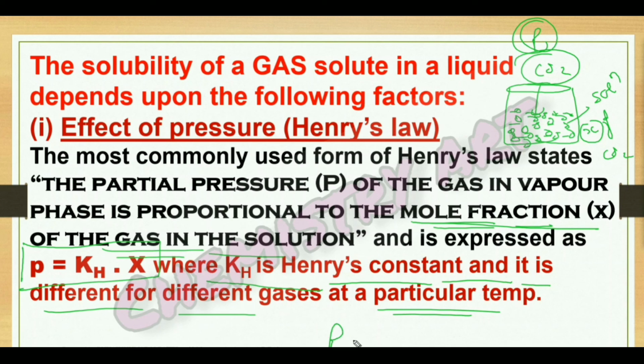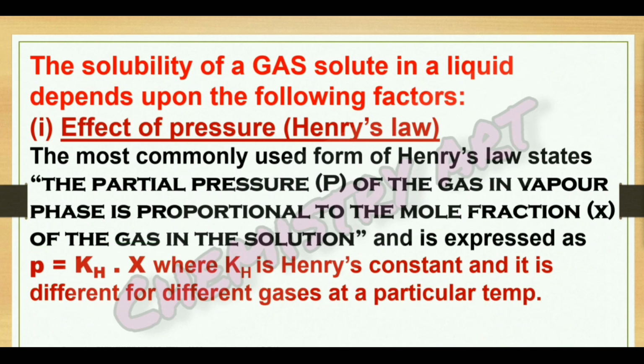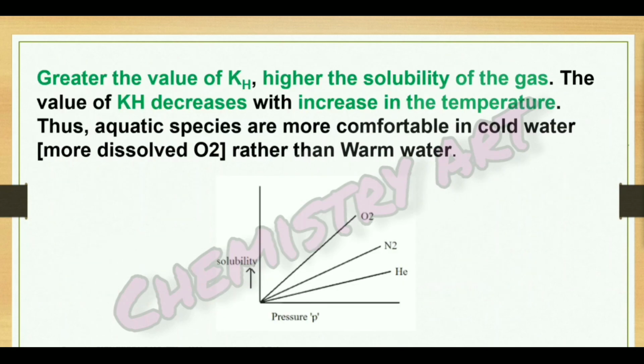So this is the main formula. P is directly proportional to X, and if you remove the proportionality sign, P is equal to Kh into X, where X is the mole fraction. Now let's see the next slide, in which we are going to discuss the graph of the solubility. Here you can see that they have taken the solubility on the y-axis and the pressure on the x-axis.